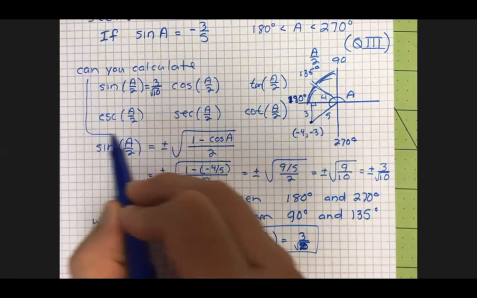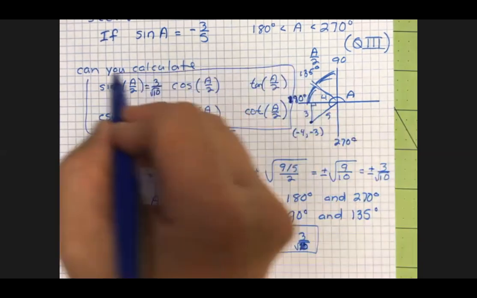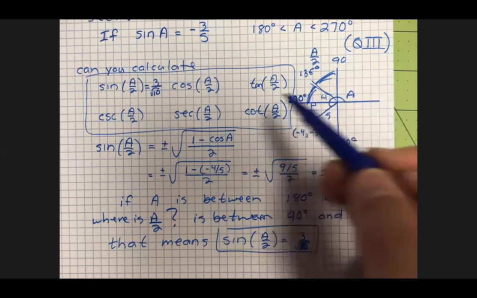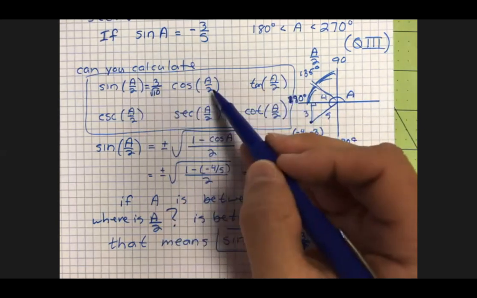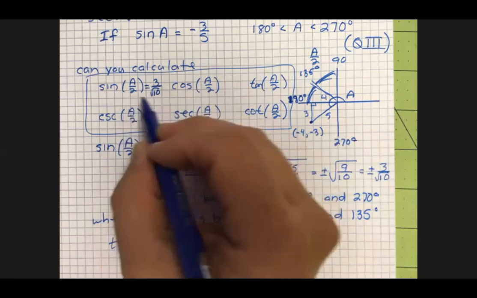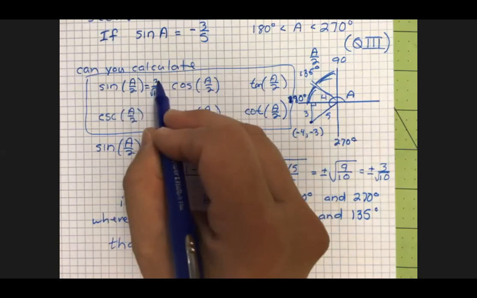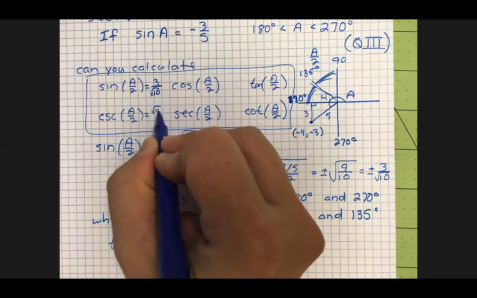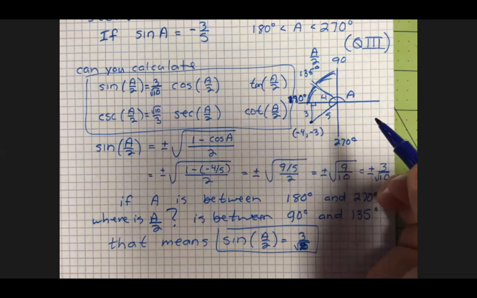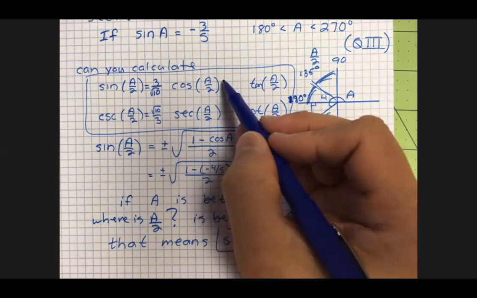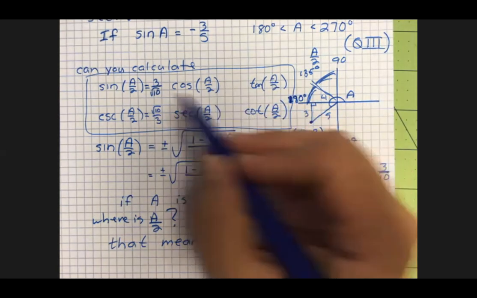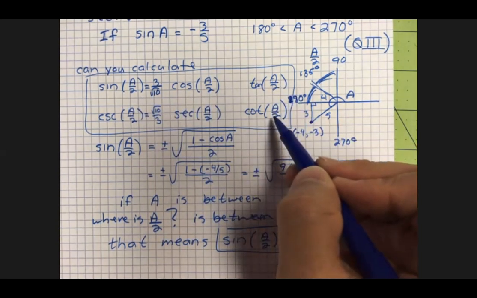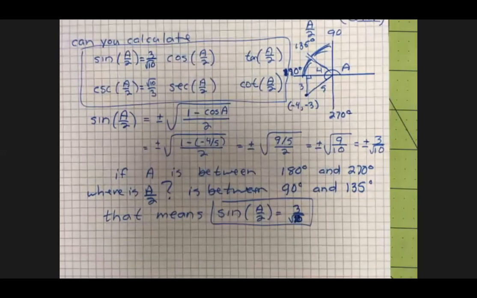Now, say, first of all, you're a little bit upset: I've got 6, and so far I've only done 1. Well, remember, all 6 of these are built out of sine and cosine. So the fact that I have sine of A over 2 is 3 over root 10 immediately gives me the cosecant of A over 2, root 10 over 3. As soon as I figure out cosine, I'll have secant. With sine and cosine, I'll have tangent. And with tangent, I'll have cotangent. So all 6 values build on each other, right?